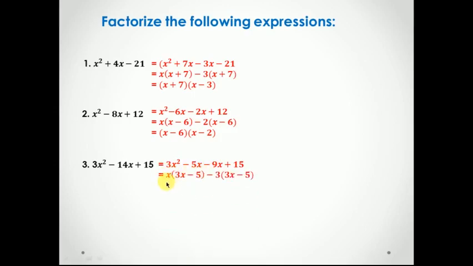Common factor for the first pair is x, leaving us with 3x minus 5, and again minus 3 is a common factor for 9x and 15, so that will leave us with 3x minus 5 in the other bracket, leaving us with a common factor of 3x minus 5, and that's a product with x minus 3. So there you have it. That's pretty much how we factorize quadratic trinomials using the pairing method.